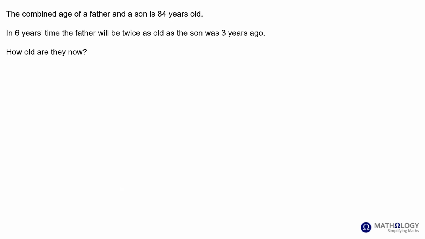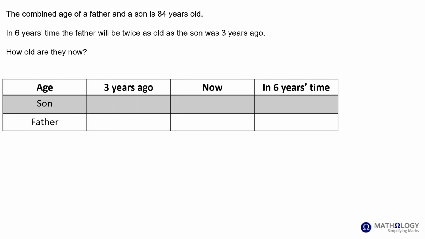The combined age of a father and a son is 84 years old. In 6 years' time, the father will be twice as old as the son was 3 years ago. How old are they now? Whenever given an age problem like this, it is a good idea to draw up a table and let the smallest quantity equal x. In other words, since the son is obviously younger than his father, we will let the son's age be x. We are also required to determine the age of the father now, so we will let the age of the father now be y.